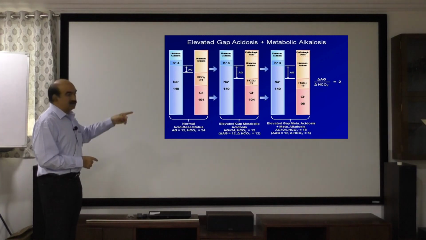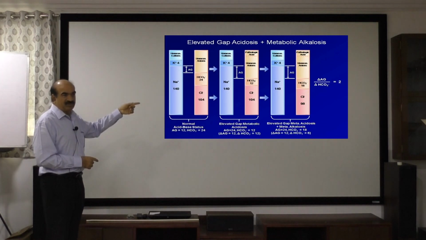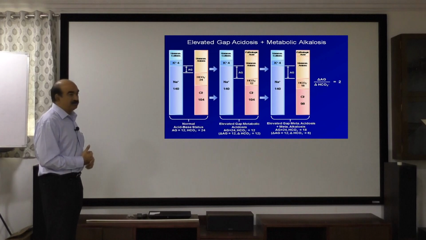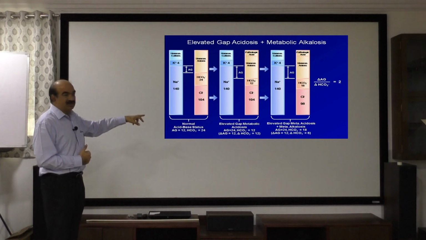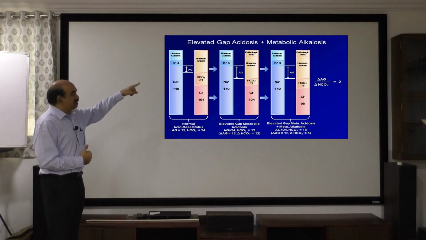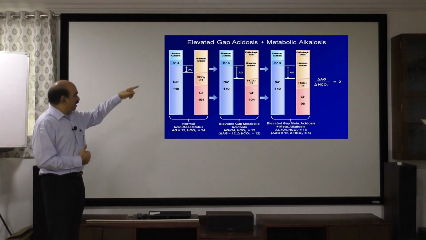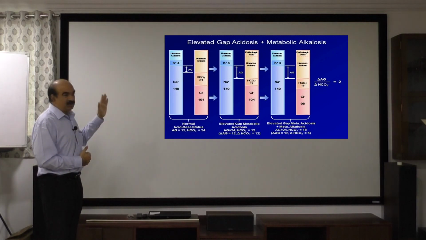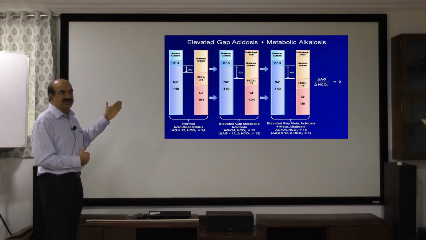140 minus 104 plus 12. 104 plus 12 is 116. 140 minus 116, 24. Here the anion gap is 24. There is an increase in unmeasured anions, so the anion gap increases. It means from the normal 12, it has increased to 24. The anion gap increases from 12 to 24.